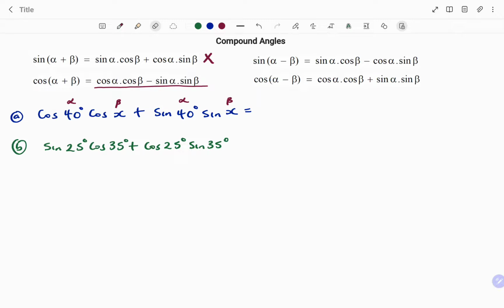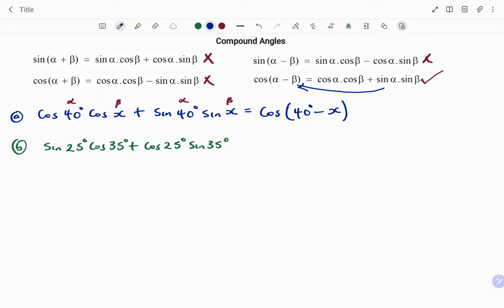So therefore, I'm going to go to the next one. The next one says sine cos, sine. I'm looking for a cos, sine, so definitely not this. And then the last one I have cos alpha, cos beta, plus sine alpha, sine beta. This looks like what I'm looking for. And if I reverse, what I'm going to have is cos alpha minus beta. Alpha in this case is my 40 degrees minus beta is my x. So the compound angle is cos 40 degrees minus x.